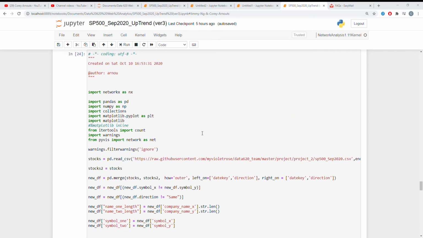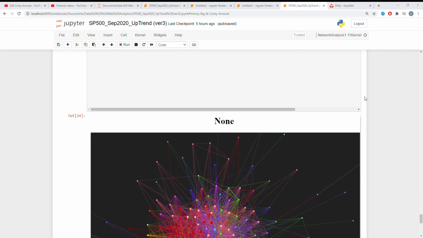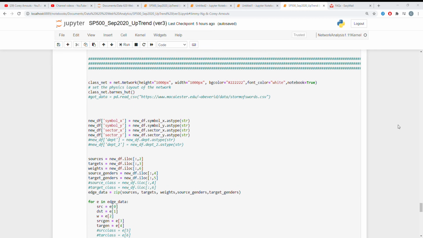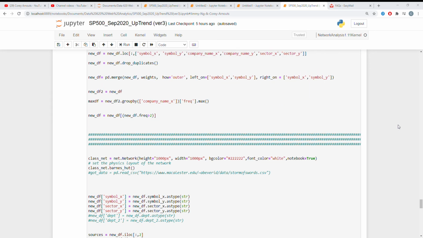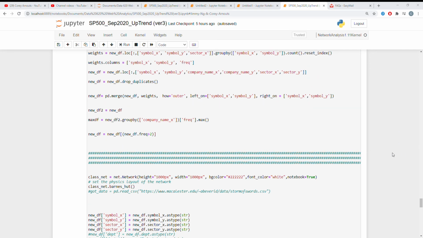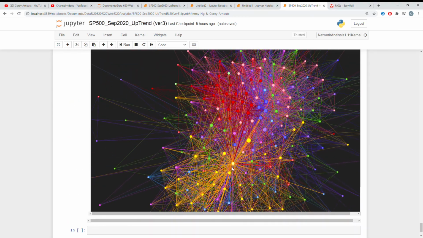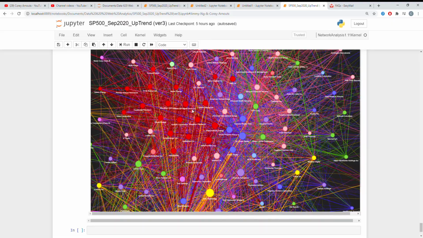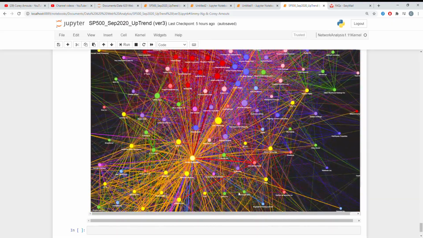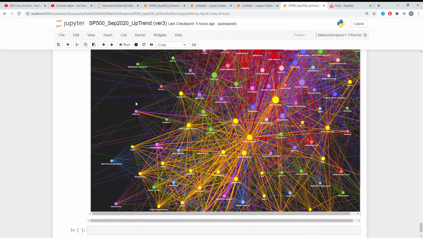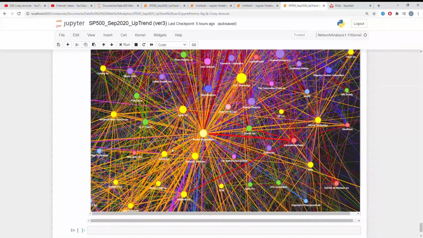Then I did some work here with the PyVis package, and I looked at up and down moves, but a stock had to have moved either up or down at least 3 days to show the connection on this graph. I also colored it by sector, so we have most of the stocks on here. Once again, the connection had to be stronger, so we see some of the same patterns.